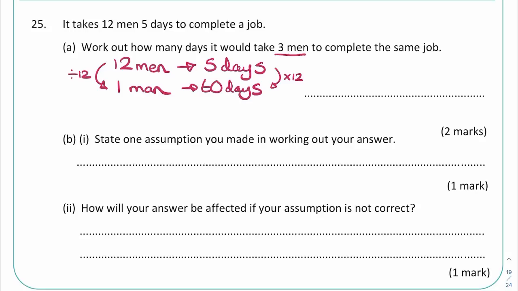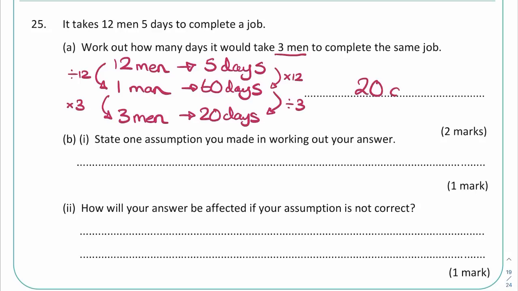Now the question says 3 men, so we are going to get 3 times faster. So 3 men, and if we've multiplied on the left, we're going to divide on the right. So 60 days becomes 20 days. So our answer is 20 days.